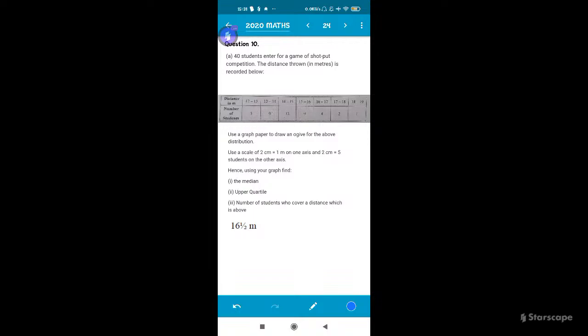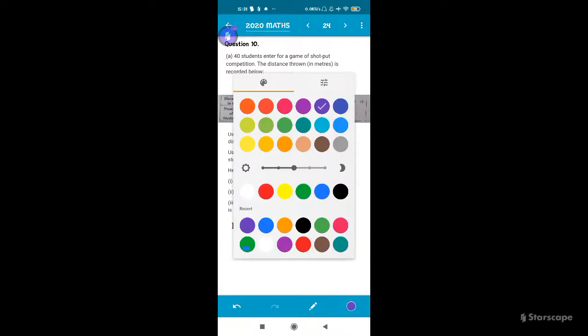So before making an ogive, let us quickly find out the cumulative frequencies, because for an ogive we require the cumulative frequencies. Since I don't have much space out here, I am going to write the cumulative frequencies just below the number of students. But whenever you are doing it in your copy, make sure you are making a column. So let's find out the cumulative frequencies.